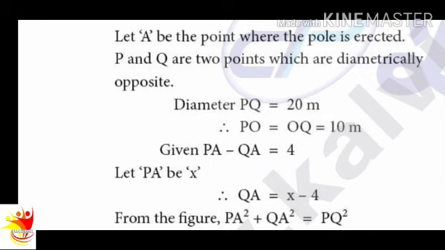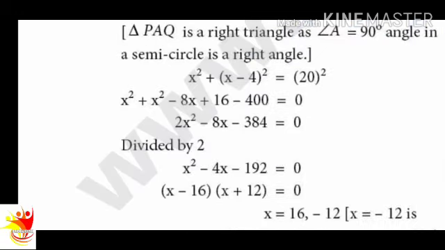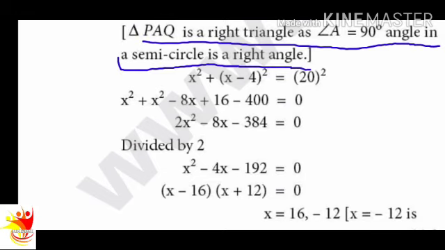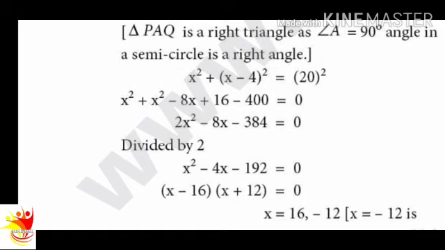The other two sides are PA and QA. Therefore, PA square plus QA square. How do we use Pythagoras theorem? The triangle PAQ is a right angle triangle. Angle A is equal to 90 degrees, because the angle in a semicircle is a right angle. Therefore, we use Pythagoras theorem.